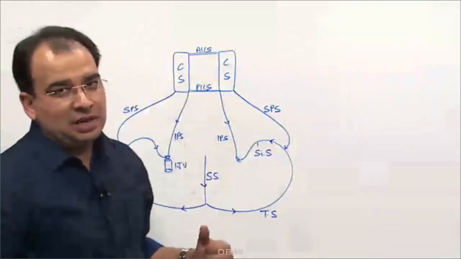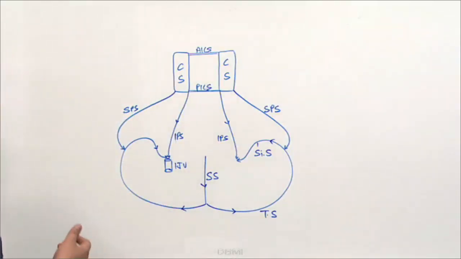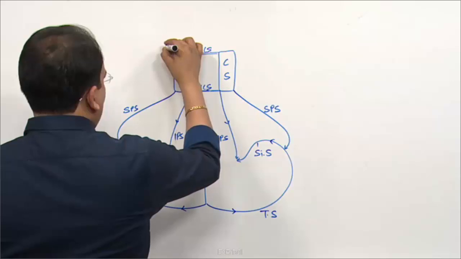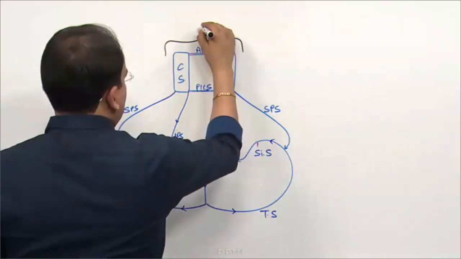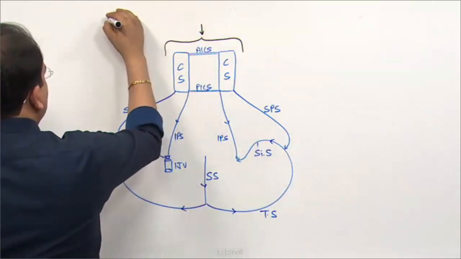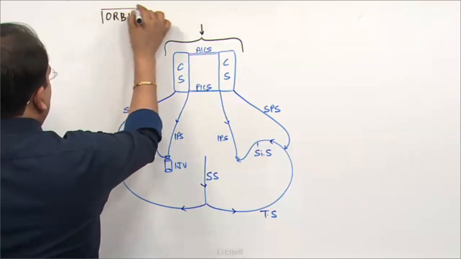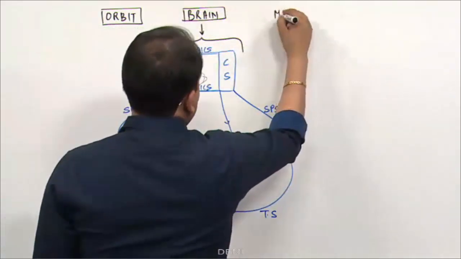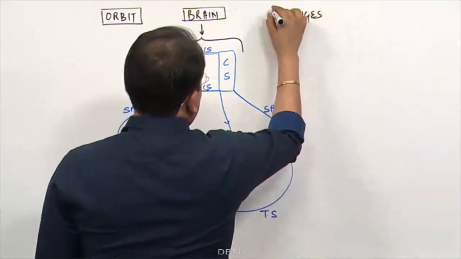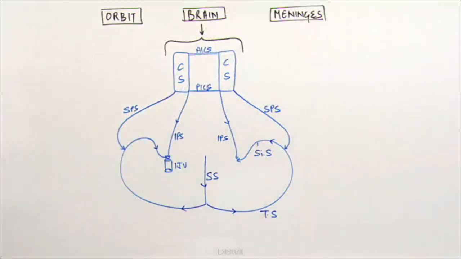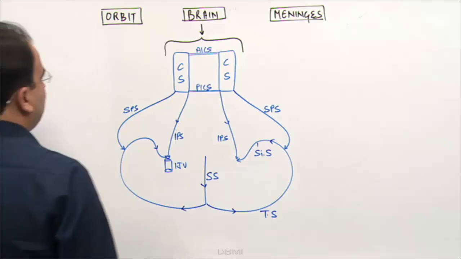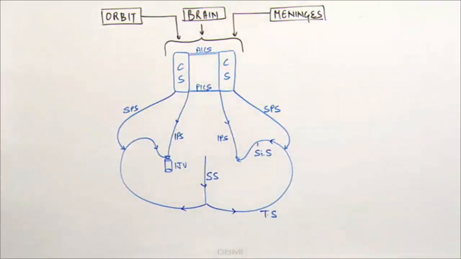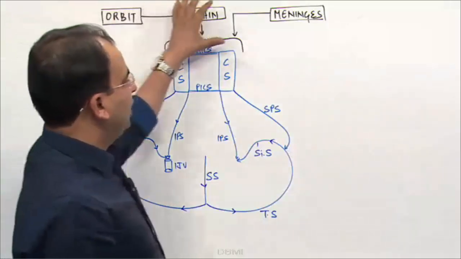The more important part is the incoming channels. Questions are more commonly asked on the incoming channels. Incoming channels to the cavernous sinus are coming from three sources: orbit, brain, and meninges. The question is, what are the veins coming from the orbit, from the brain, and from the meninges?